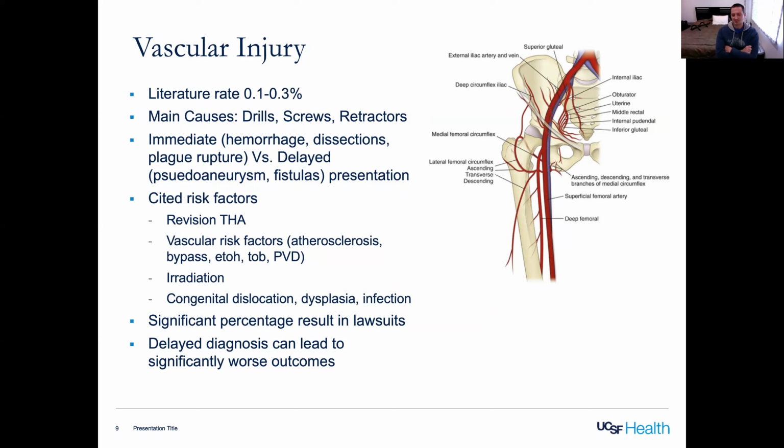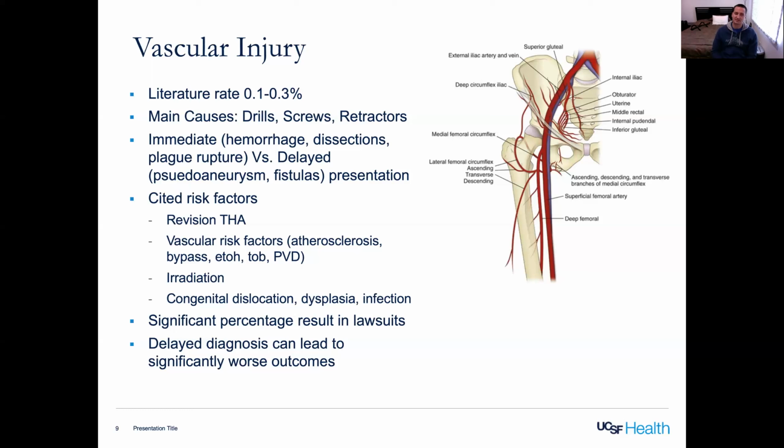The main causes described in the literature are drills or screws and retractors. I think it's probably much more likely to be the drill than the screw that causes the problem. But it's certainly possible, and described, that screws can cause some of the delayed issues as a vessel rubs over a screw over time. There are two presentations. There's the immediate presentation, which includes severe hemorrhage, dissection, or some kind of plaque rupture. And then there's the delayed presentation, which is essentially pseudoaneurysm or fistulas. Sometimes the delayed presentation can become acute when a pseudoaneurysm ruptures.